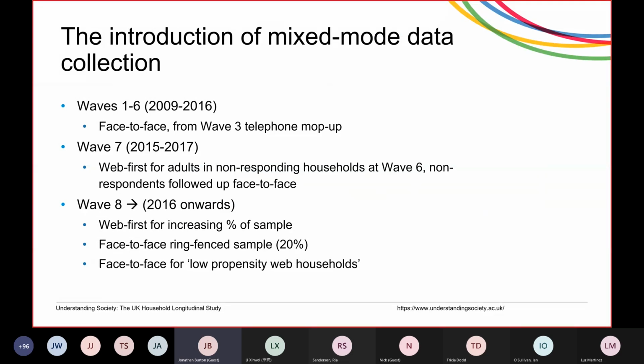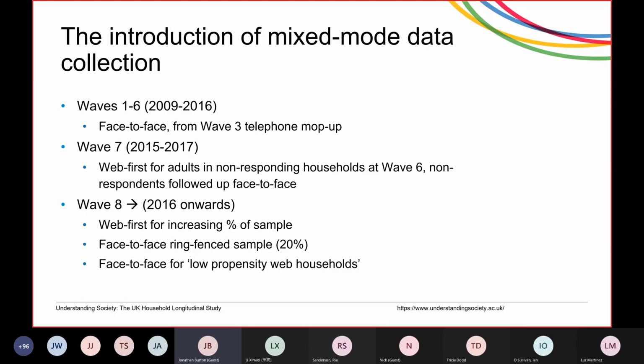Just to go back a bit about mixed mode: when the study started in 2009, it was a face-to-face survey for the first 6 waves. A telephone mop-up was introduced during wave 3, for where we weren't able to contact people face-to-face. We'd try and telephone them at the end of fieldwork. Wave 7 is when we first brought in web. We invited adults in households that didn't respond at wave 6 to take part online, and people who did not respond online were then followed up face-to-face.